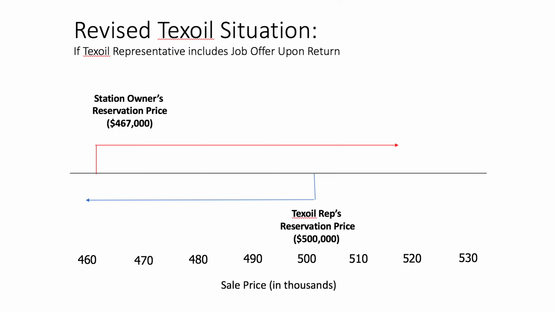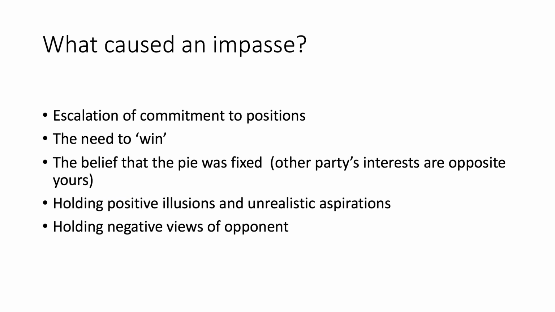If you're able to find something else in the environment that you can add that satisfied the station owner's interests, right, which are to get away, to be able to go off on the boat, and also satisfy the tax oil's representatives' interests. So this negotiation led to quite a few impasses. And what can cause an impasse? Well, here are a few things that can cause an impasse.